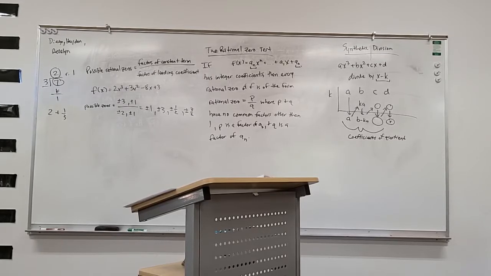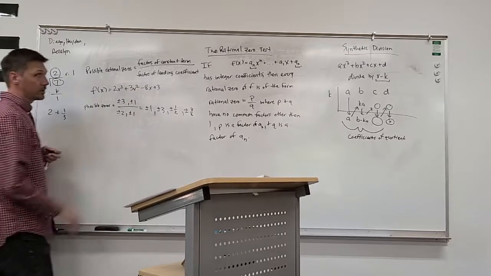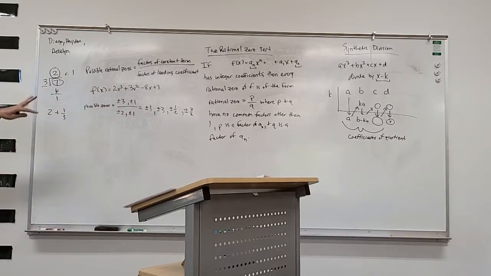That's the rational zero test. It just gives us a starting point, right? It's not saying all of these are zeros, it's saying here's some things you can try because some of these are going to be zeros. These are the possible rational zeros.